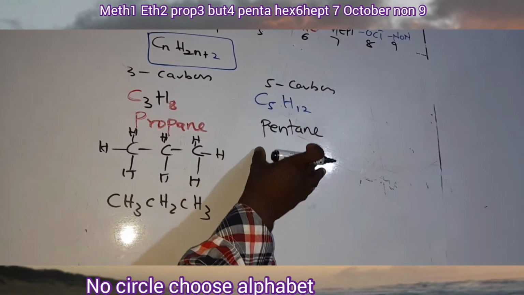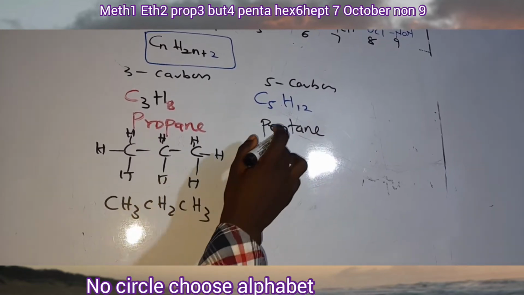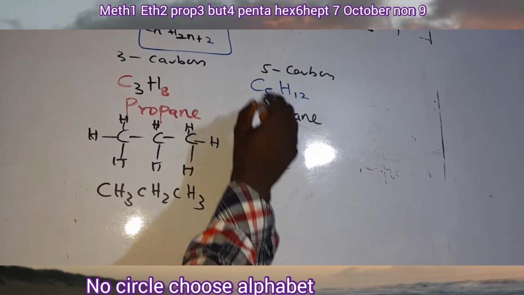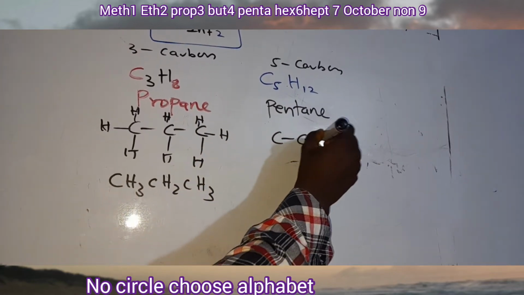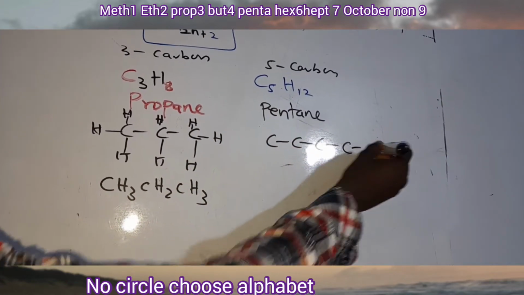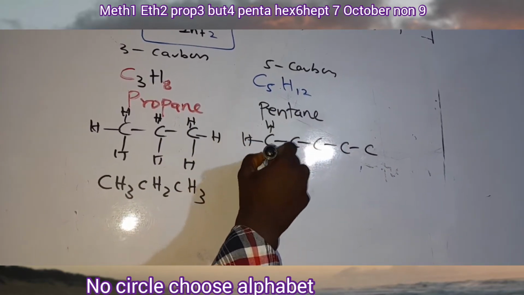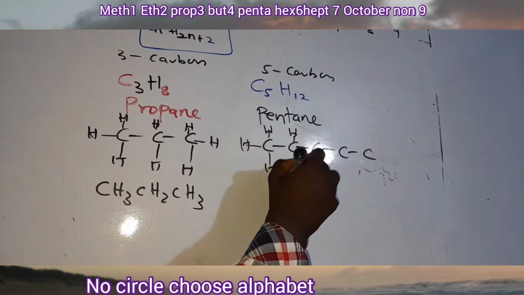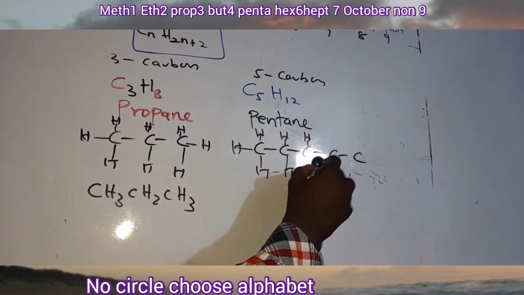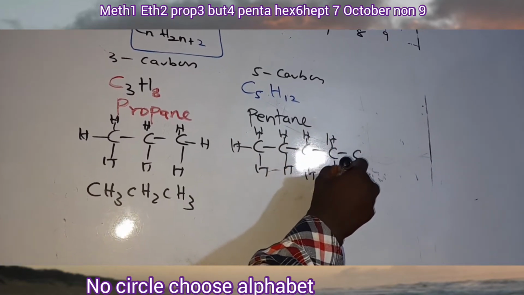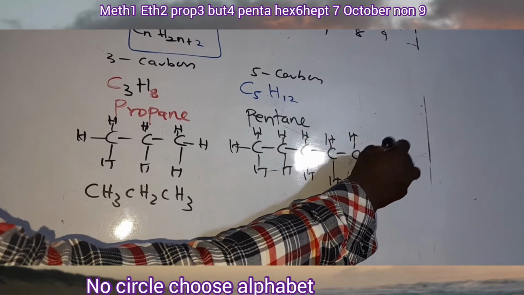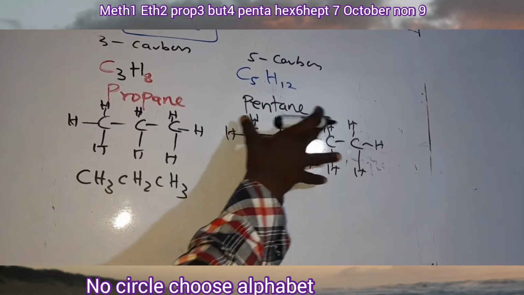Now if they say draw the structure for this one, I can open the structure. So we have 5 carbons, so 1 2 3 4 5. Now how many H do we have? H here, H here, H here, and H on each of the others. So this is the open structure.